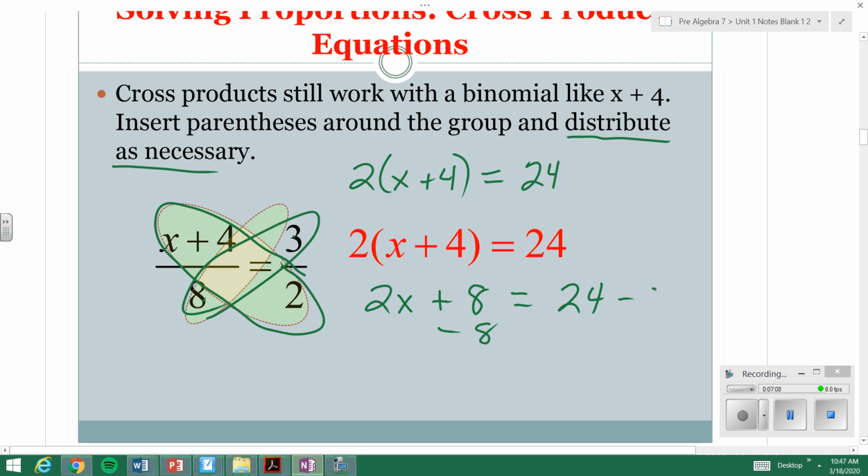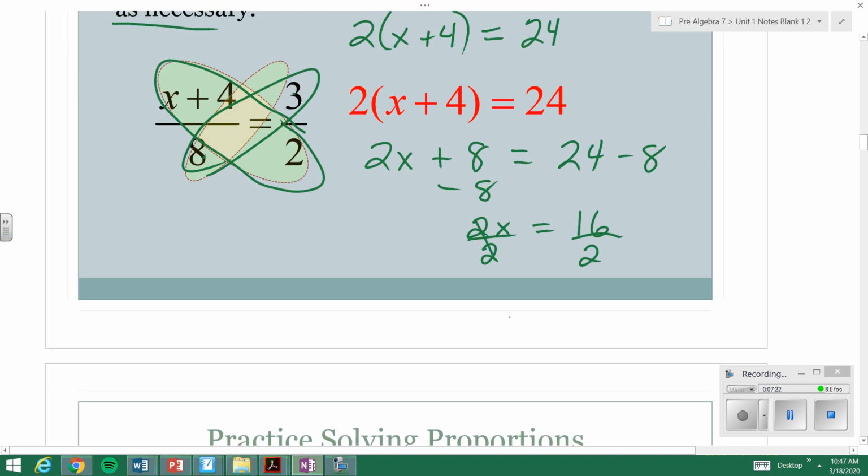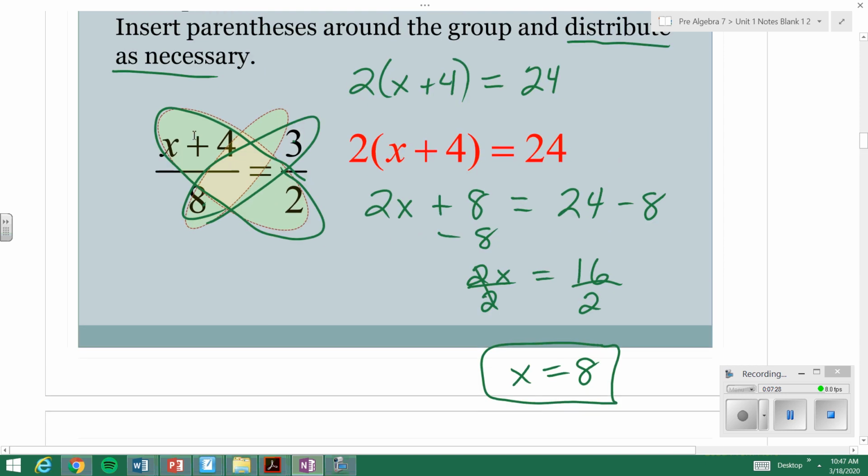Subtract 8 from both sides to undo the adding of 8. 24, take away 8 is, of course, 16. I will undo the multiplier, that constant, by dividing by 2, and I should find that x is 8. And you can still plug these in to see if it works.